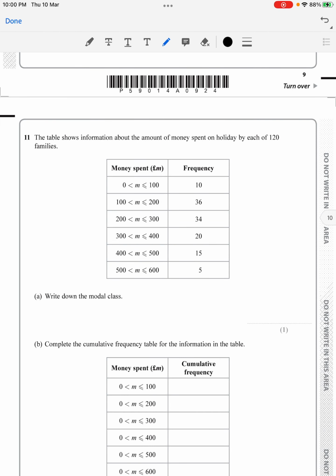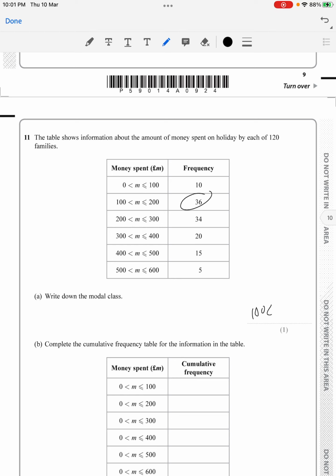Wow, history. Cumulative frequency. One of the best questions that the GCSE paper can ask. So we're just quickly gonna understand. You have a table that shows information about the money spent on a holiday by each of 120 families. Write down the modal class. The modal class is the class with the highest frequency, right? So what you can see as the highest frequency here is 36.